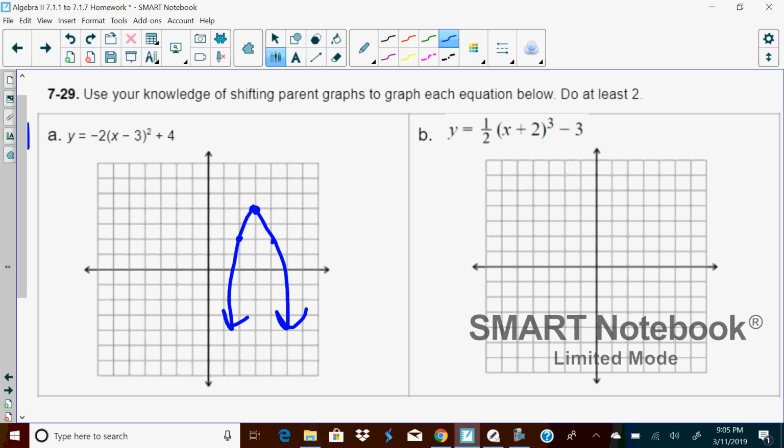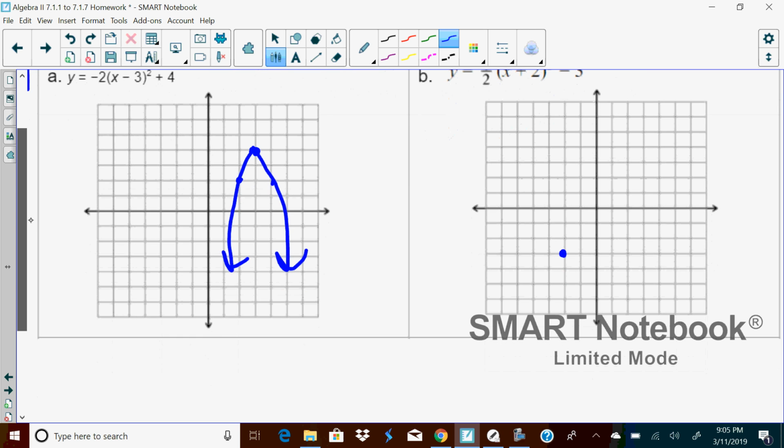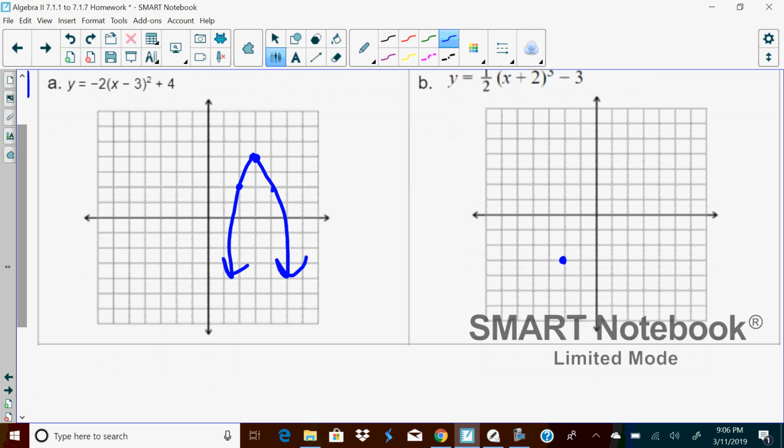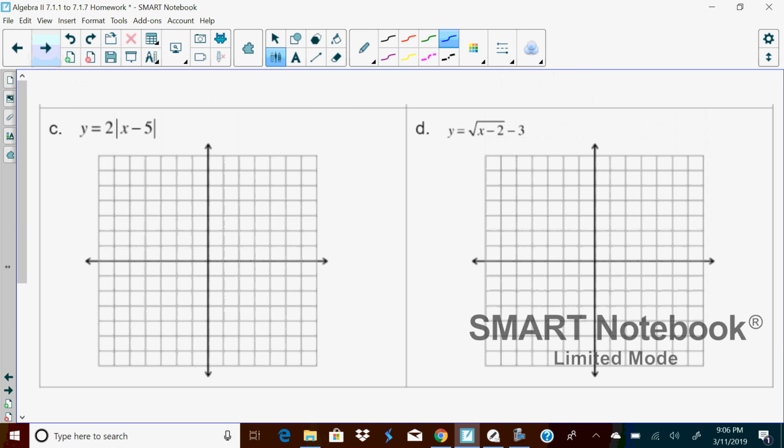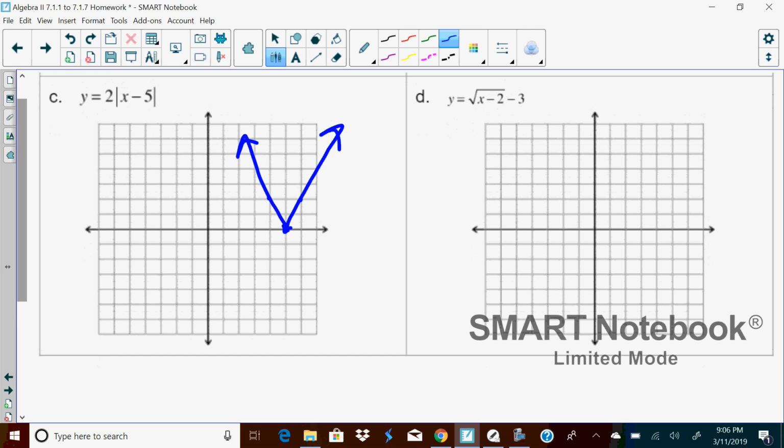Okay. The next one, my vertex is (negative 2, negative 3). Or not my vertex, it's the change in my x cubed. And I got a point to be here and here, so it's going to look like this. For C, it's absolute value, and my vertex is (5, 0). And if I was to plug in 4, I'd get negative 1 or 1 times 2. So my graph would look like that. And the last one, my starting point is at (2, negative 3). And then my graph would look like that.